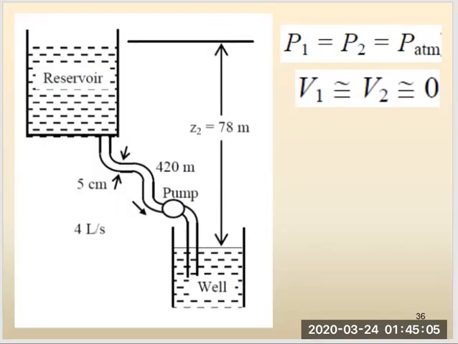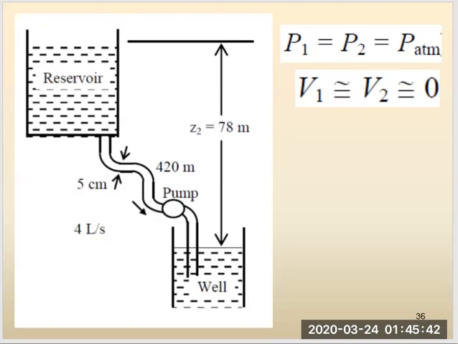Now, this is a schematic of the problem: the reservoir, the well, the piping, and the pump in between. The density and dynamic viscosity, as I said, are given. For the chosen points, we choose point 1 at the free surface of the well water, and point 2 at the free surface of the reservoir in the farm.